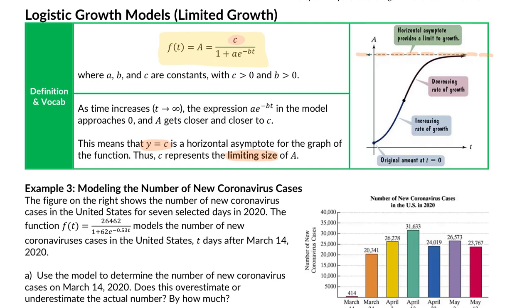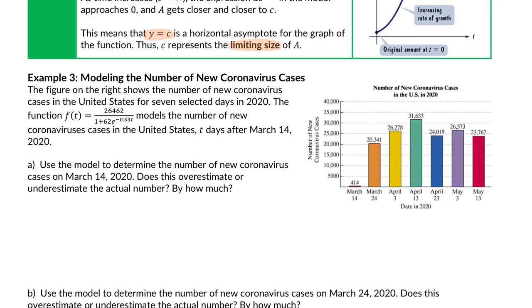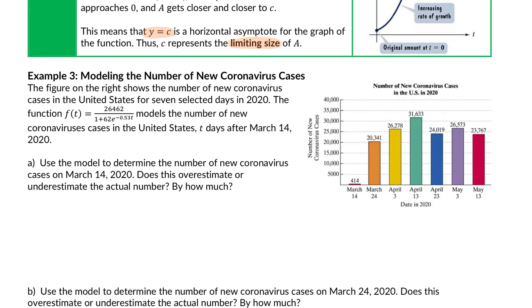So for example, the figure on the right shows the number of new coronavirus cases in the United States for 7 selected days in 2020. The function f of t equal to, you can read that, models the number of new coronavirus cases in the United States t days after March 14th, 2020. That was the day of the shutdown. So this is measuring new COVID cases as they came available. This has a limiting size because there's not an infinite number of people that live in the United States, correct? There is a cap for the number of people who could get this disease. So this, while it is growing exponentially, does have a limiting size on it. So that makes it a logistic growth as opposed to just straight up exponential.